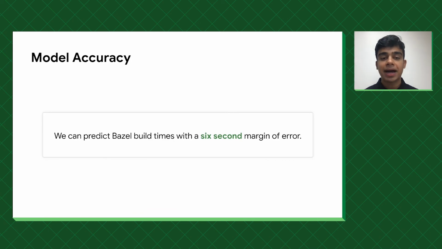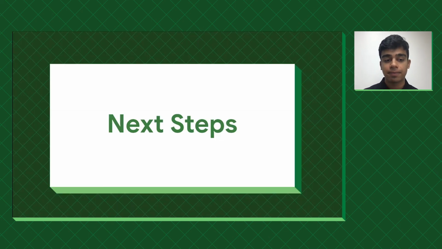So taking a step back, what this means for our model accuracy is that we can predict Bazel build times with a 6-second margin of error. That is very significant because for builds that take longer than 1 minute, 2 minutes, 5 minutes, 30 minutes, an hour, it is very, very useful for the engineer to understand that when you kick off a build, within 5 to 6 seconds of error, you'll know that this is going to take X amount of time, and you are free to do whatever you'd like as an engineer with that time, and thus increase your productivity.